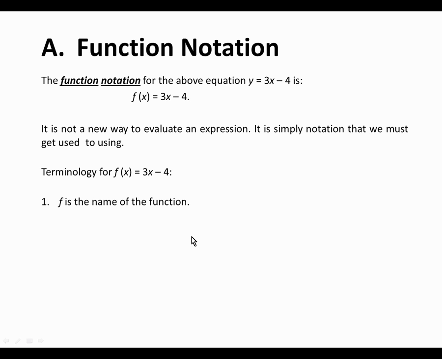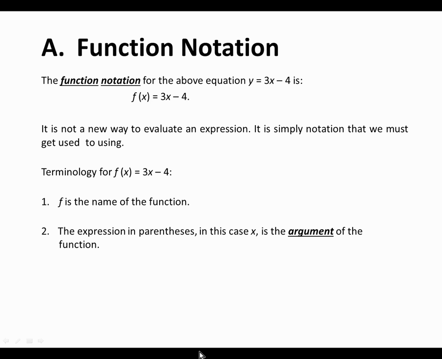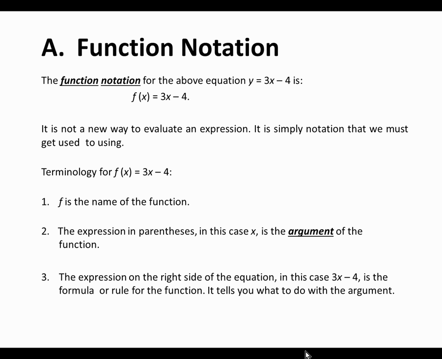Number one, f is the name of the function. So we've called the function f. We could call it g, in which case we'd have g of x equals 3x minus 4. Number two, the expression in parentheses, the x, that is called the argument of the function. Every function has to have an argument that you do something with. Number three, the expression on the right-hand side of the equation, in this case it's 3x minus 4, is the formula or rule for the function. It tells you what to do with the argument. In this case it says multiply it by 3 and then subtract 4 from that result.